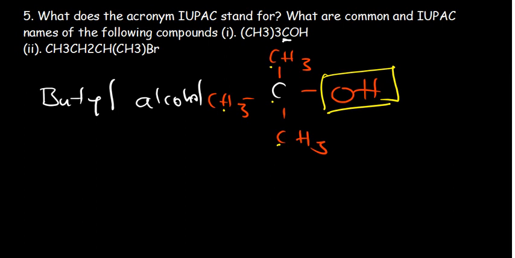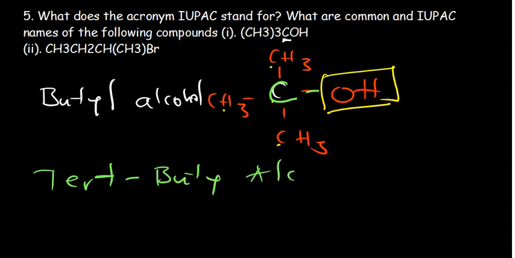So if you look at what we have, you're going to notice that this carbon that is connected to the alcohol is a tertiary carbon, meaning that it is connected to 3 different carbon atoms. So what can we call it? We can call it tertiary butyl alcohol. That's fine. We're okay there, right? That makes sense.